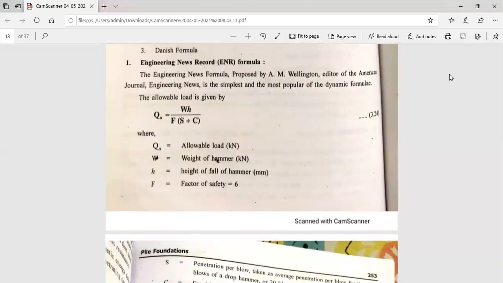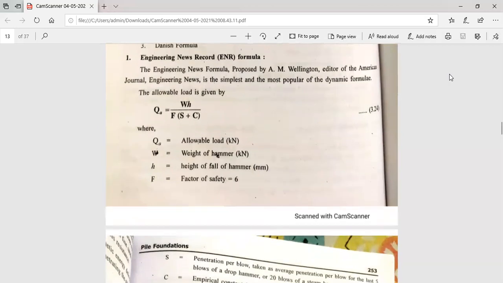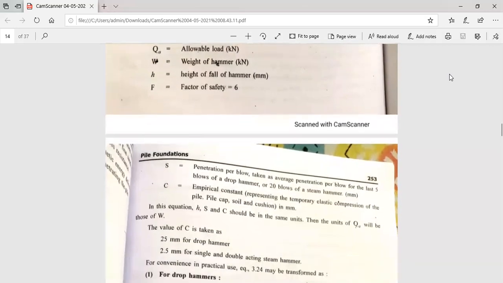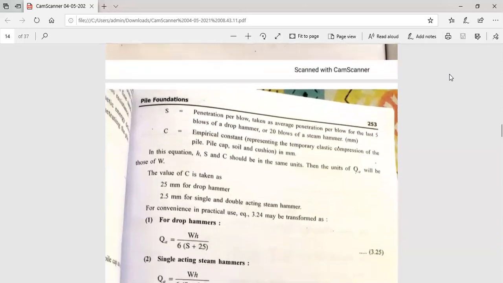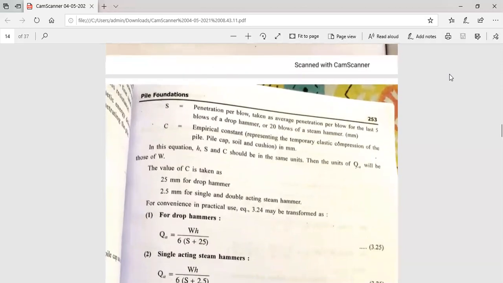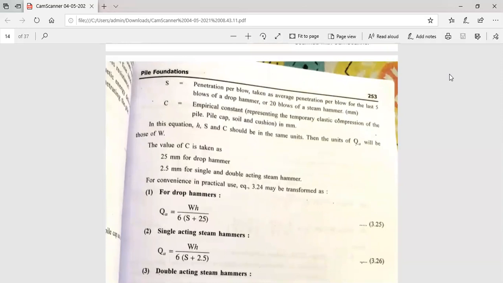The equation of allowable load is QA is equal to W H divided by F into bracket S plus C, where QA is the allowable load, W is the weight of the hammer, H is the height of fall of the hammer, and F is the factor of safety, which is taken as 6. S is the penetration per blow, and C is an empirical constant. In this equation, H, S, and C should be in the same units, so the units of QA will be those of W.